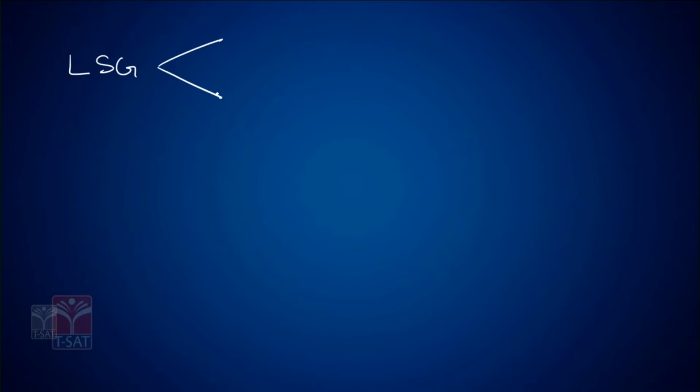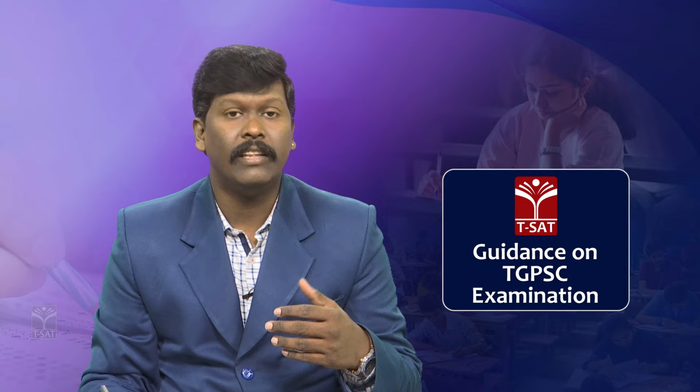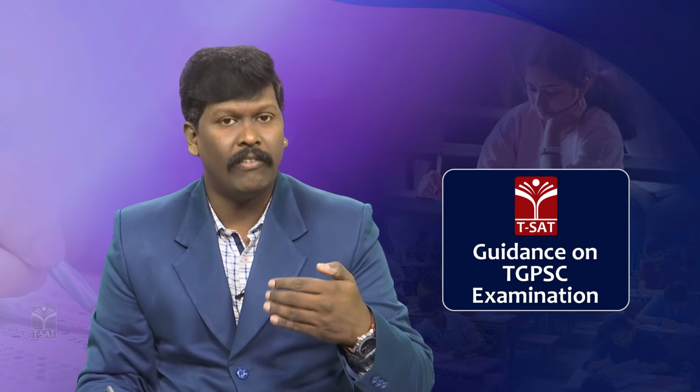Local self-governance is of two types. The first one is rural local self-governance, and the second one is urban local self-governance. Rural local self-governance is called Panchayati Raj institutions, and urban local self-governance is called municipalities. Now, let us discuss the evolution of rural local self-governance in India. We will discuss in brief.